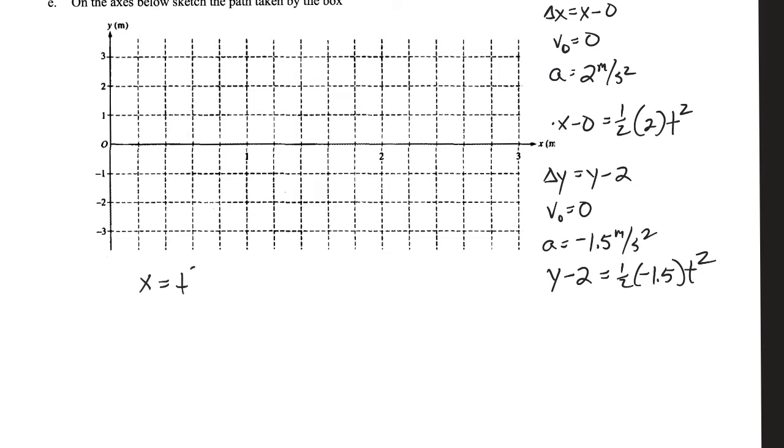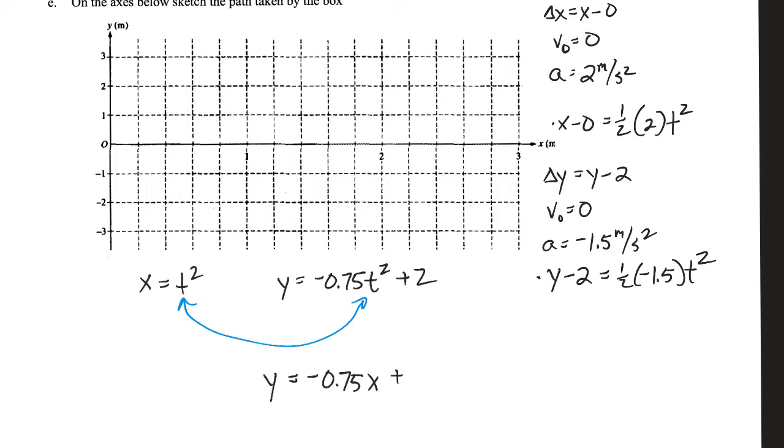Take a look at this one. That's x equals t squared. Take a look at this one. That's y equals negative 0.75 t squared plus 2. We want y as a function of x. Substitute. x equals t squared. So y equals negative 0.75 x plus 2. y is a function of x.